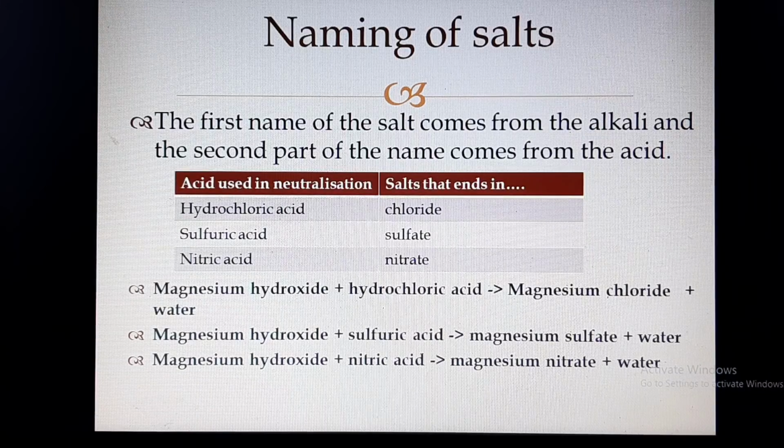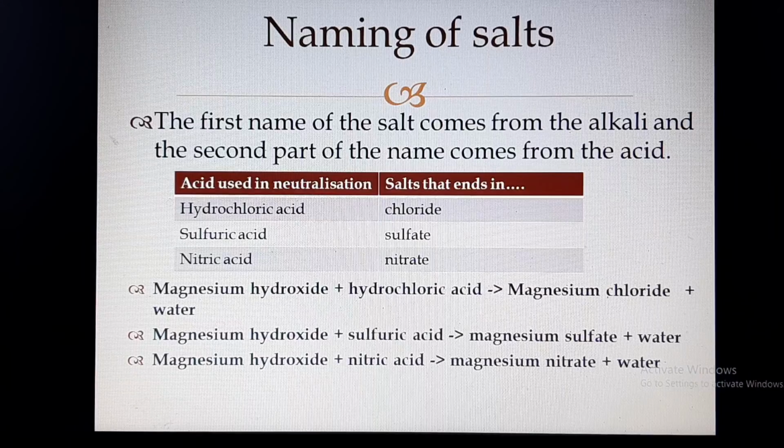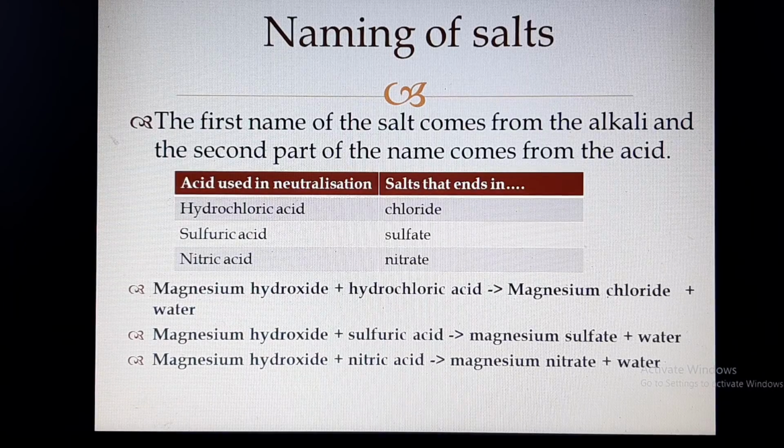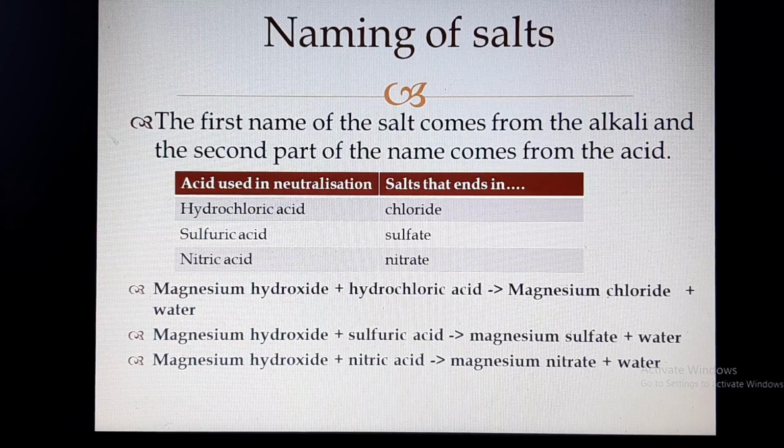Magnesium hydroxide plus hydrochloric acid gives magnesium chloride and water. Here the salt formed is magnesium chloride. It has two parts, magnesium and chloride. Magnesium is the first part of the salt. It comes from magnesium hydroxide. And the second part is chloride. It comes from hydrochloric acid.